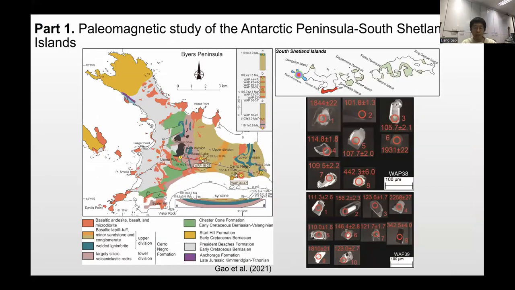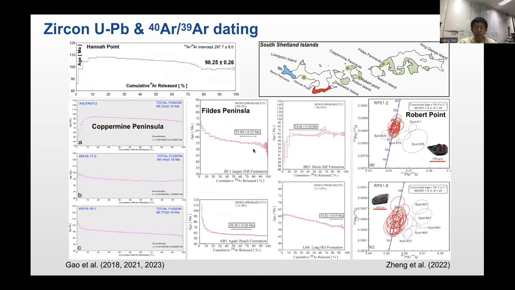In the first part, I would like to show some paleomagnetic data. We collected samples from the Byers Peninsula. The Cerro Negro Formation was collected for the study, and these rocks formed about 100 million years ago. Also, we collected some volcanic rocks from Hannah Point, Coppermine Peninsula, Byers Peninsula, and Robert Island, Robert Point. These volcanic rocks were dated with the argon-argon method.